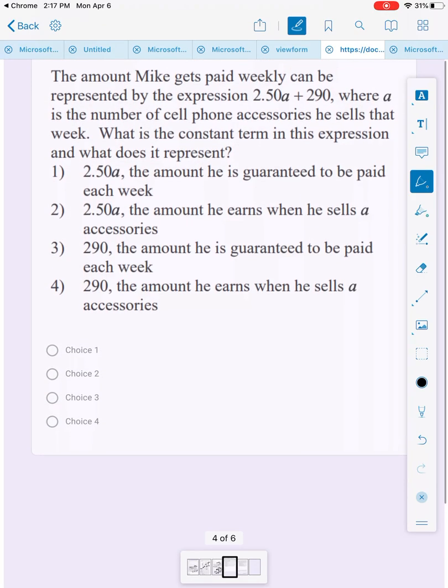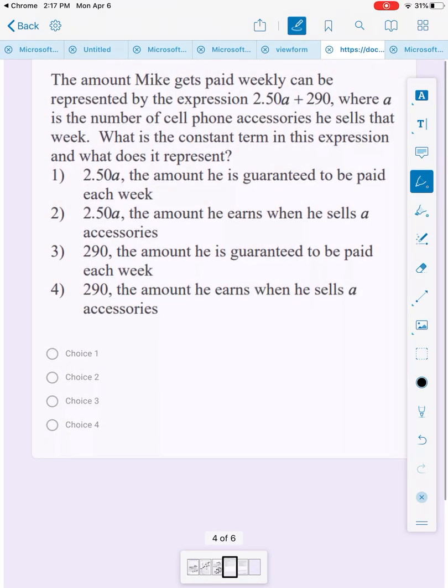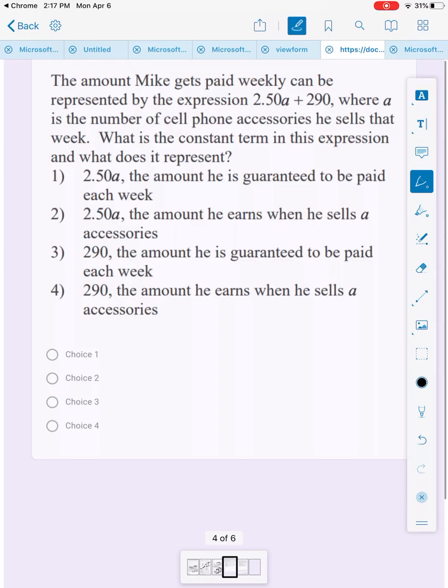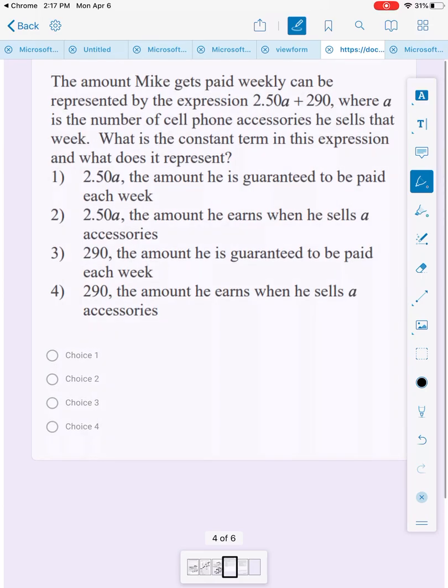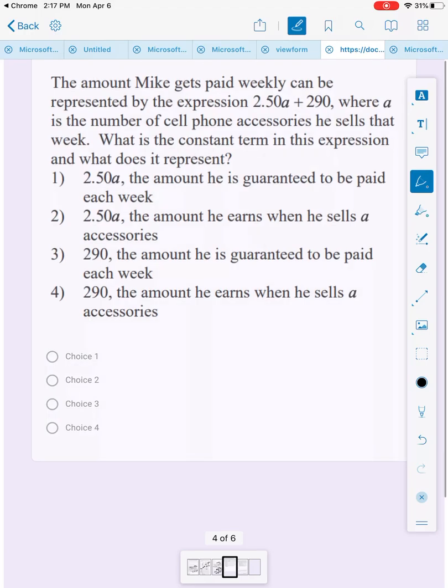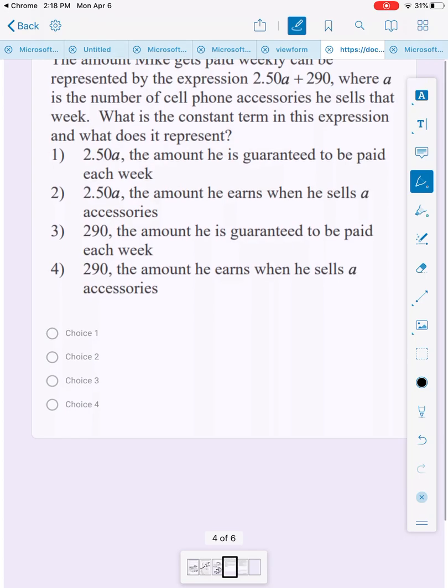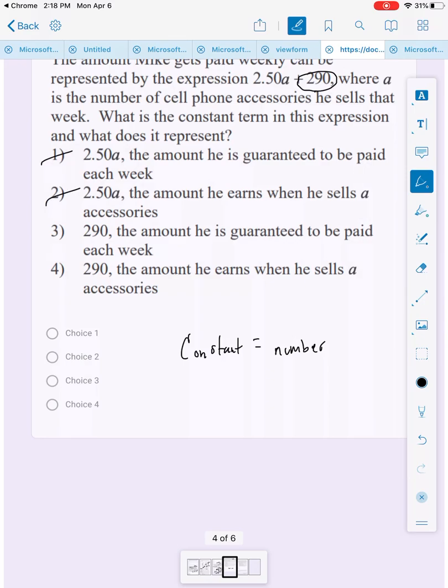Question 4. It says the amount Mike gets paid weekly can be represented by the expression 2.5A plus 290, where A is the number of cell phone accessories he sells that week. What is the constant term in this expression and what does it represent? Well, a constant is another word for a number. And the only number I see without a variable is 290. So choice 1 and choice 2 can be eliminated.